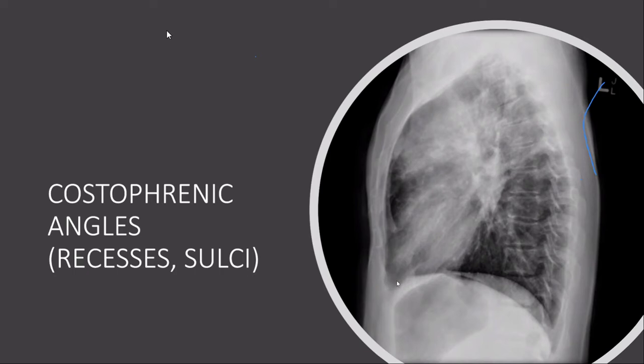It is said that only 70 ml of fluid is required to be visible in the lateral X-ray. In the frontal chest X-ray, about 200 to 250 ml of fluid is required to be visible, and ultrasonography can detect up to 50 ml of fluid. In the lateral chest X-ray you can see anything above 70 ml, so it is almost as sensitive as ultrasonography to detect minor effusions. So you have to look at these costophrenic angles properly.